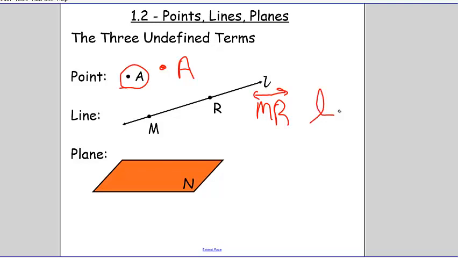Now we have the third one, which is a plane. Now a plane extends in all directions. So it extends infinitely in all directions. So though here it looks like, yeah, that's an edge, there are actually no edges to planes.